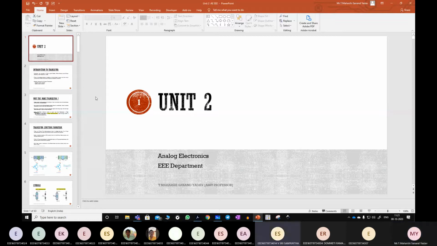Bipolar junction transistor is of two types, NPN and PNP. In a bipolar junction transistor, there are three terminals: emitter, base, and collector. The emitter is highly doped, base is lightly doped, and collector is moderately doped. It has two junctions, J1 and J2. J1 should be connected in forward bias, and J2 should be connected in reverse bias.